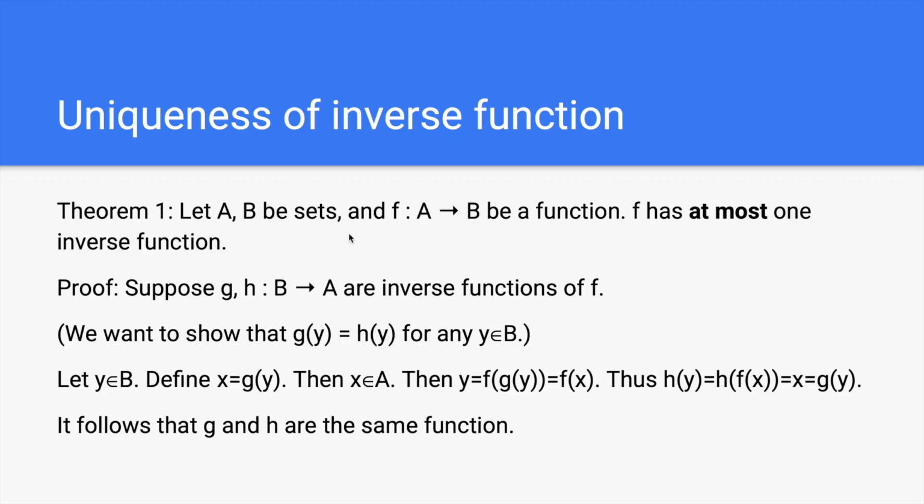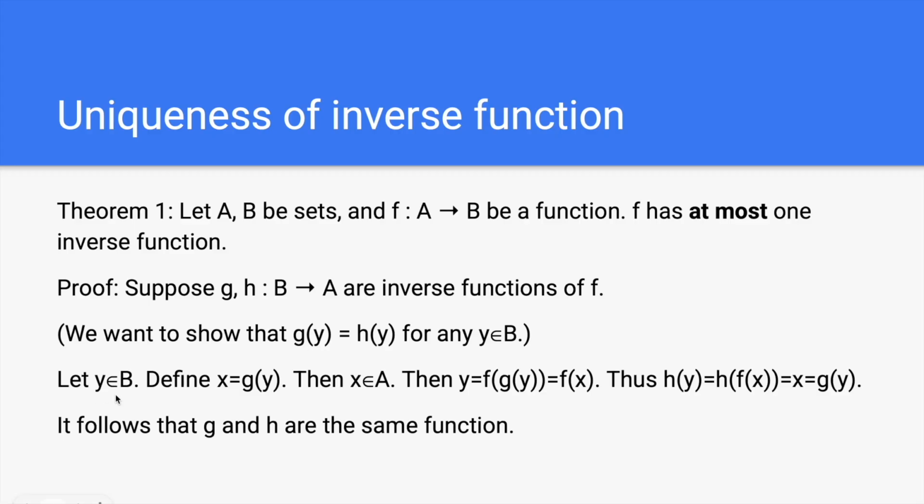Let A, B be sets, and let f from A to B be a function. f has at most one inverse function. Here comes the proof. Suppose g, h from B to A are both inverse functions of f. We want to show that g of y is equal to h of y for any y belonging to B. If we can show this condition, then g and h are the same function.